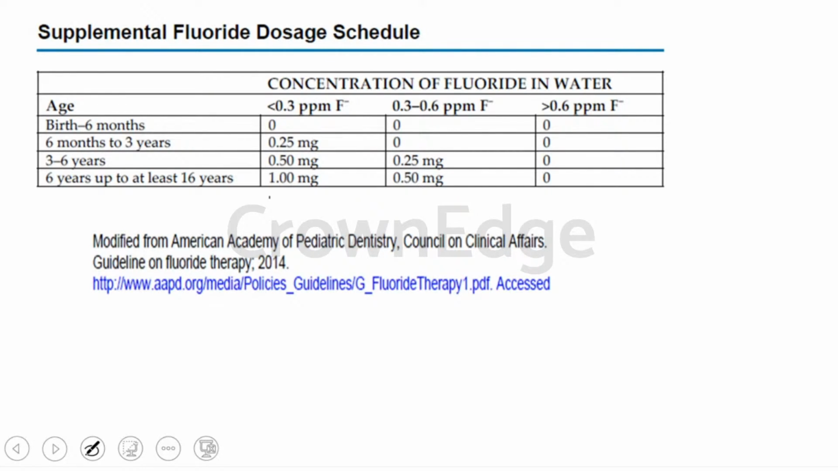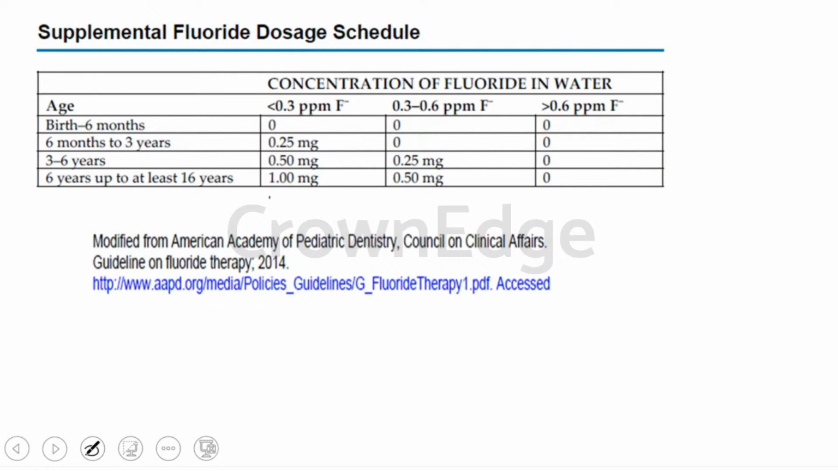Now, in this situation, you know that they're living in a fluoridated area, but still there will be some conditions where you might still have to supplement the child. In such cases you would ask them to collect the drinking water that has been supplied to them and send it for analysis, basically for fluoride analysis.